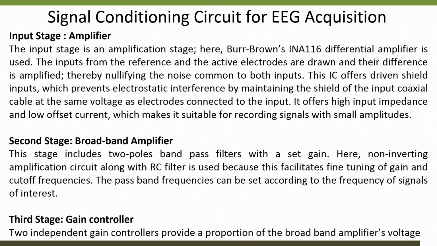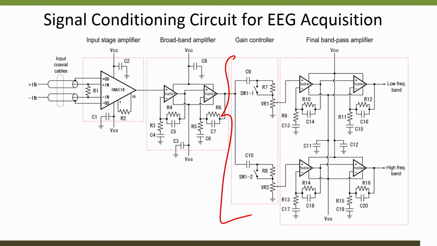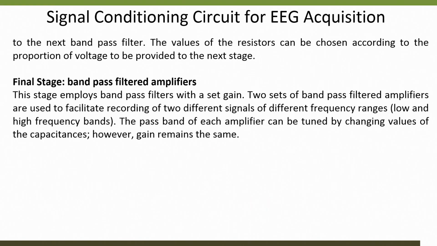Which values of resistors? Values of these resistors can be selected so that we can change the gain according to what we want to provide to the next stage, which is our final band pass filter, and the final stage is a band pass filter amplifier. This stage employs a band pass filter with a set gain.